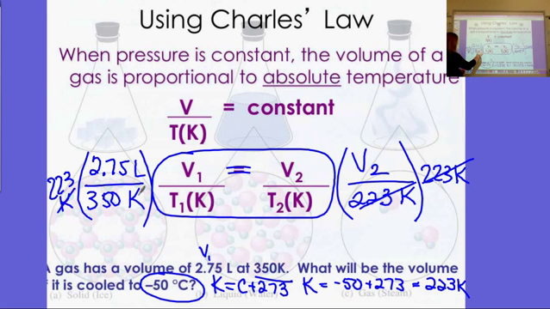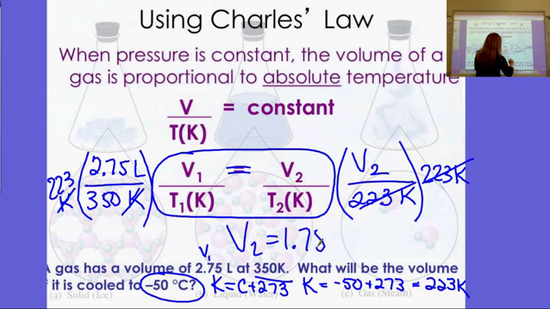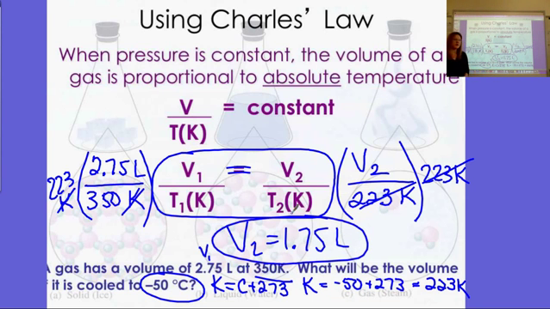The kelvins will cancel, and I'll be left with liters. If you want to punch that in your calculator, you get a final volume of V2 equal to 1.75 liters. My temperature went down, so my volume should have also gone down. It's a good way to double check yourself.